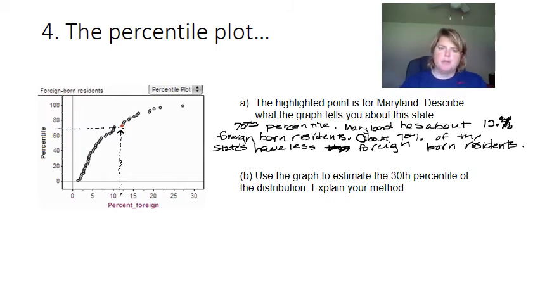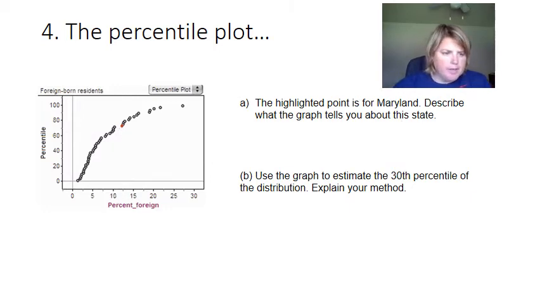All right, so now part B. Use the graph to estimate the 30th percentile. So if we go to where the 30th percentile is, and go directly straight across, and then go straight down from that point, we end up right about here, which looks like it's about 4. So it looks like it's about 4% foreign-born residents.